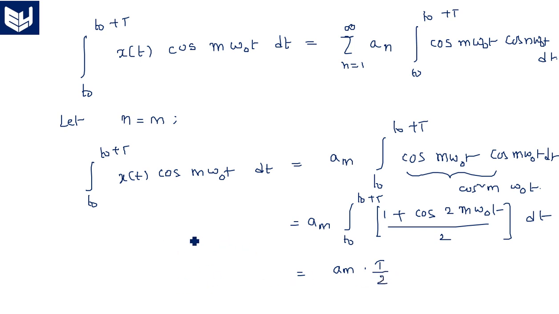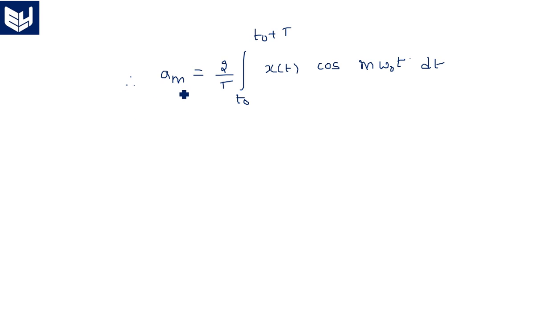So on the left hand side we have this one. Now what we need is am. Therefore am is equal to 2 by t integral t naught to t naught plus capital T x of t cos m omega naught t dt. Okay, now this is for m.